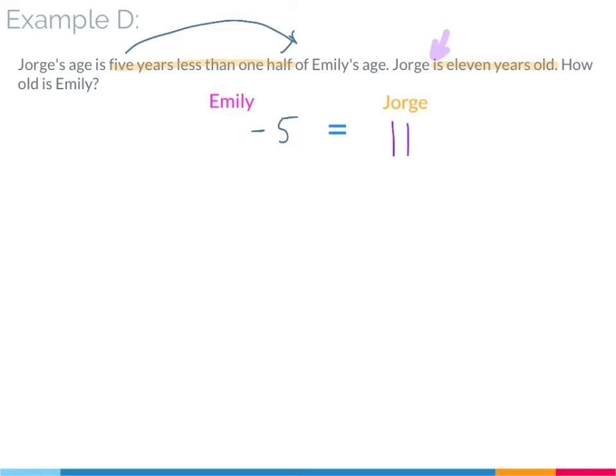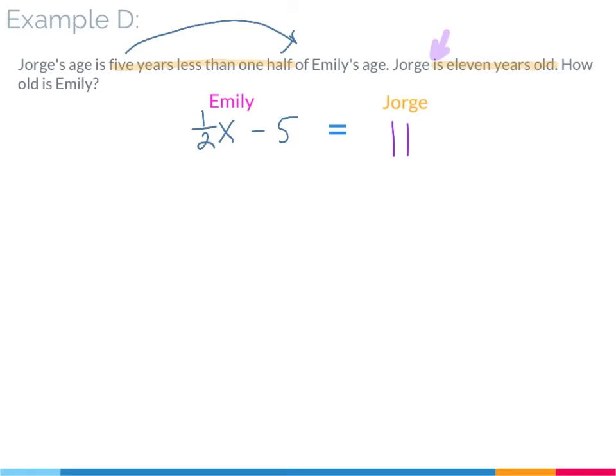Then it says 1/2 of Emily's age. So I don't know what Emily's age is, so that's going to be x. And how do I write 1/2 of that? I can write it one of two ways. I could write 1/2 times x, or I could write x divided by 2. It means the same thing. Both of them are dividing by 2.